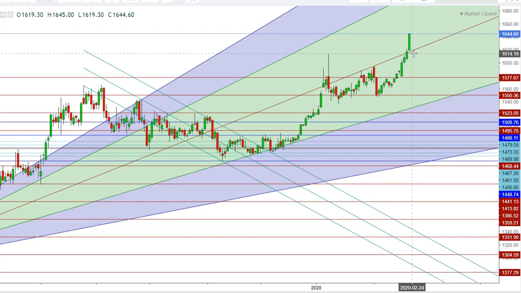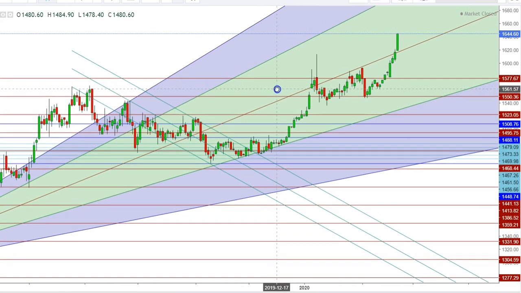The gold futures may find a good buying support at these levels. So friends, be ready to see an action in gold futures.